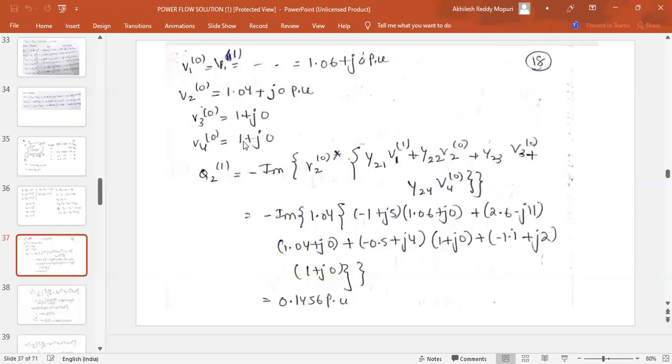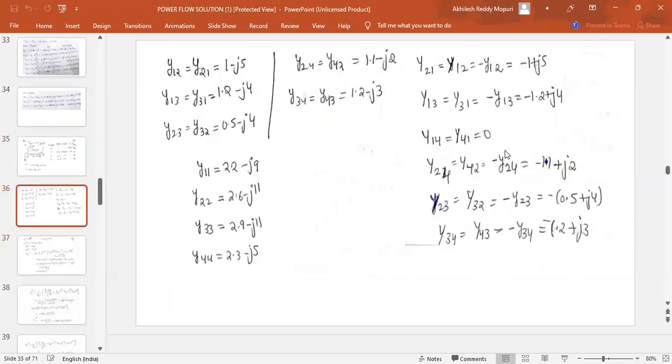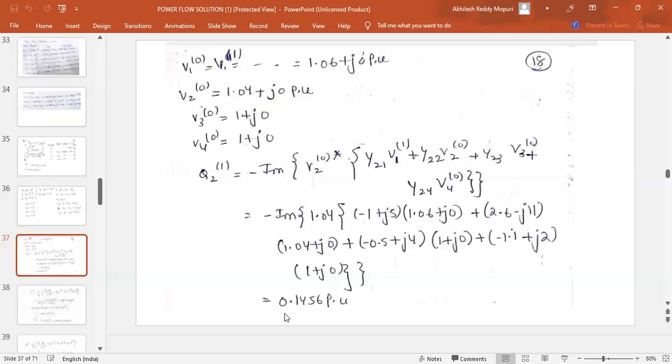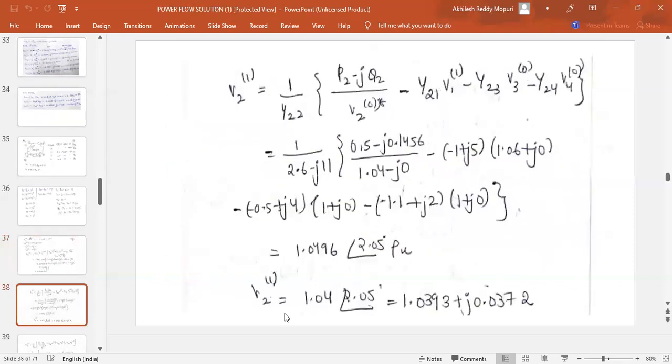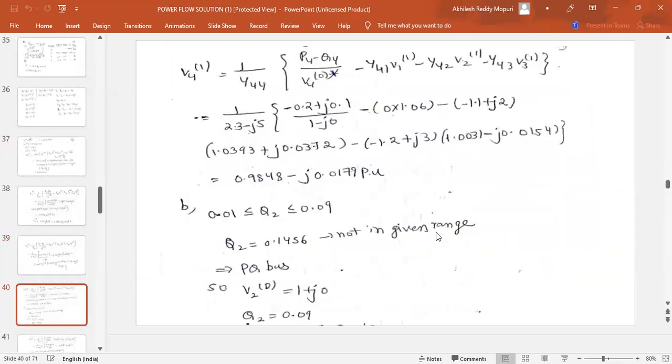First step is finding the value of Q2. We are finding the value of Q2, we got 0.1456. What is the range they had given? 0.1 less than Q2 less than 1. What we got? 0.14. 0.14 is lying between 0.1 and 1. So you will proceed as it is. That is finding the value of V2. After finding the value of V2, finding the real part of V2, and then holding the imaginary part as it is.